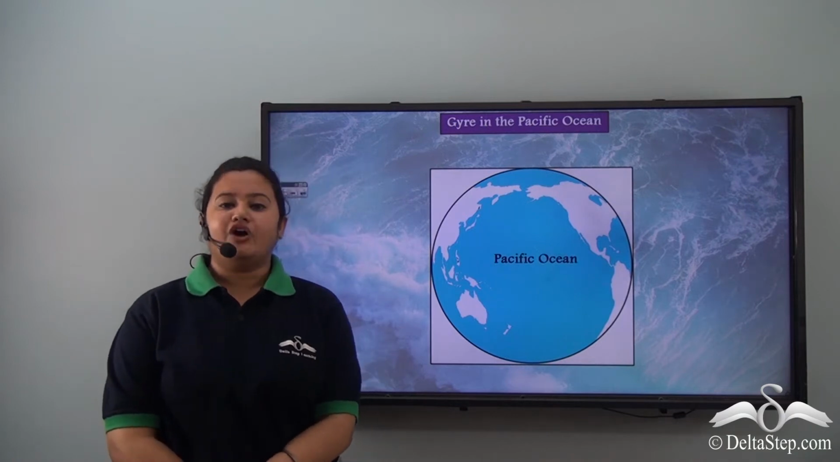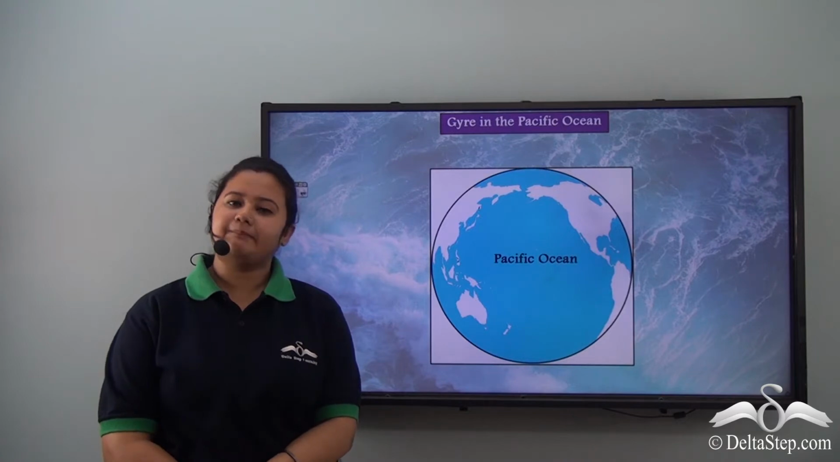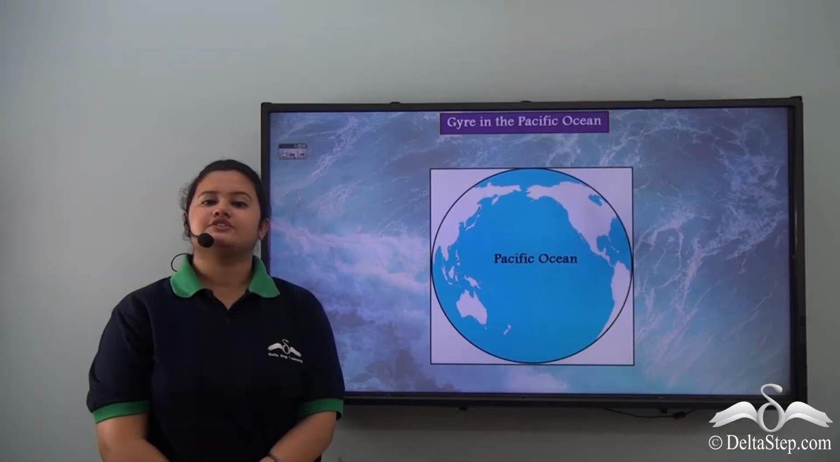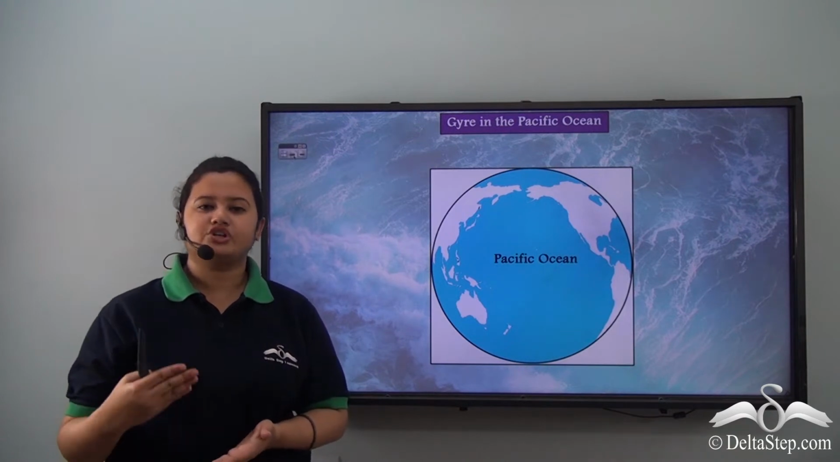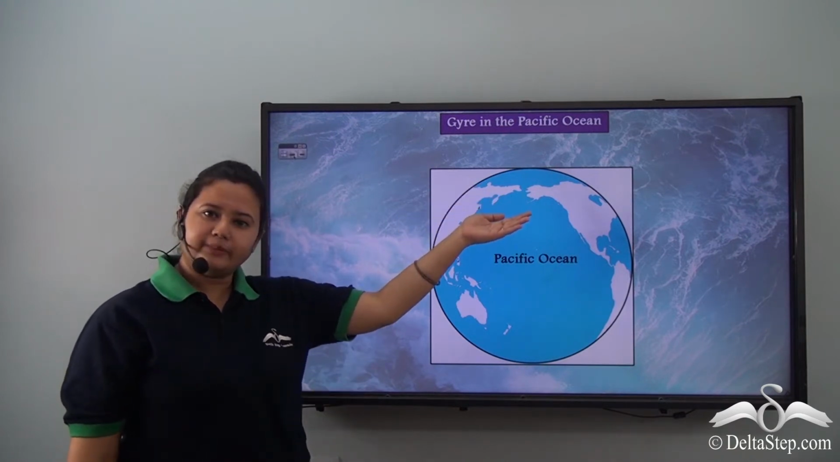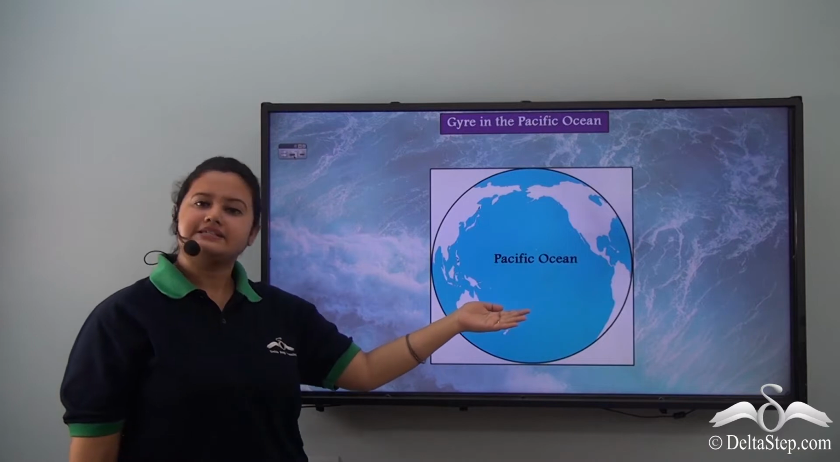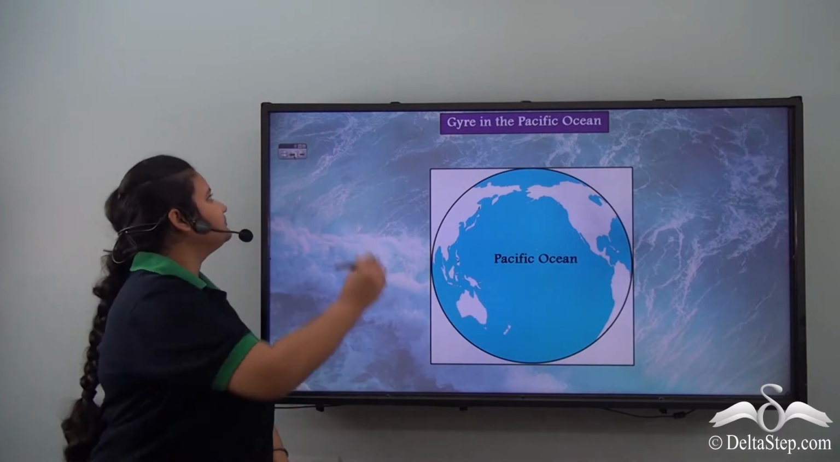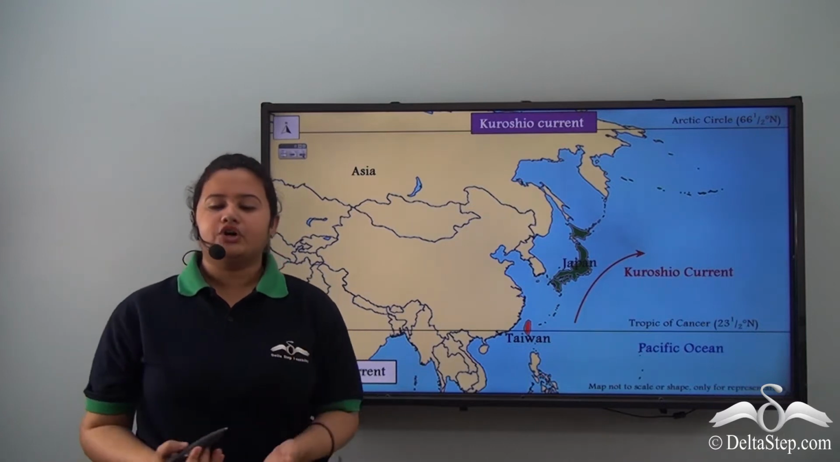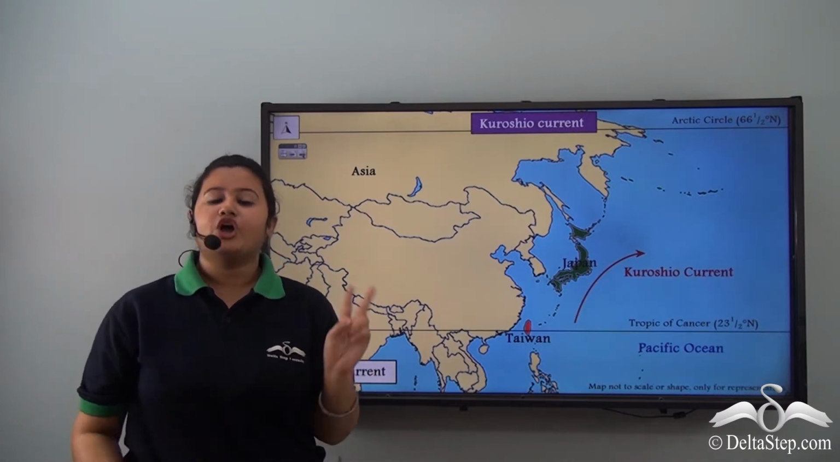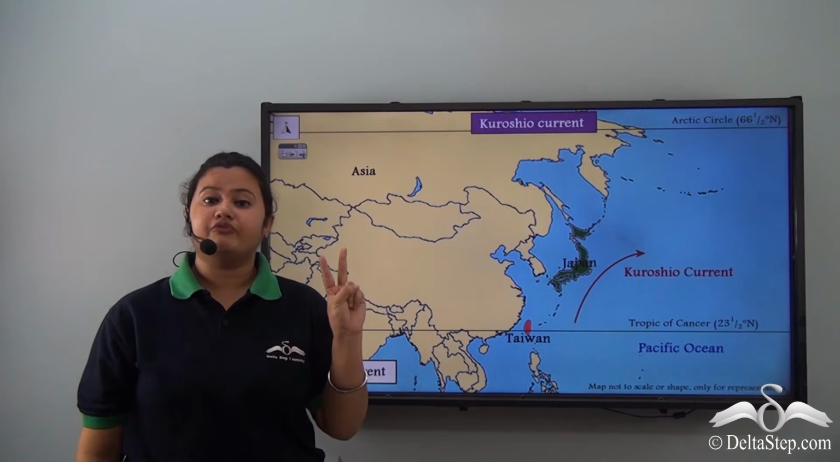So now we will start with the circulation of ocean currents in the Pacific Ocean. First we will study the circulation of ocean currents in the northern part of the Pacific Ocean and then in the southern part of the Pacific Ocean. In the northern part of the Pacific Ocean, two ocean currents are very important.